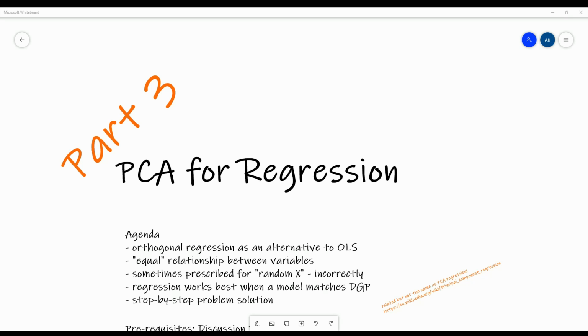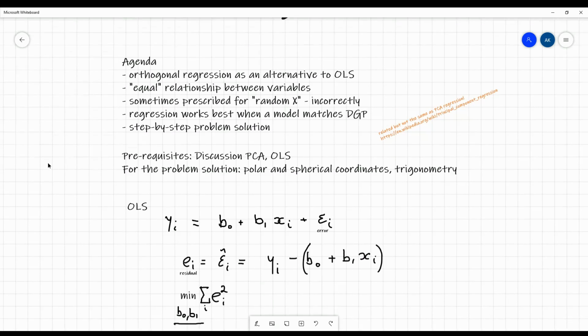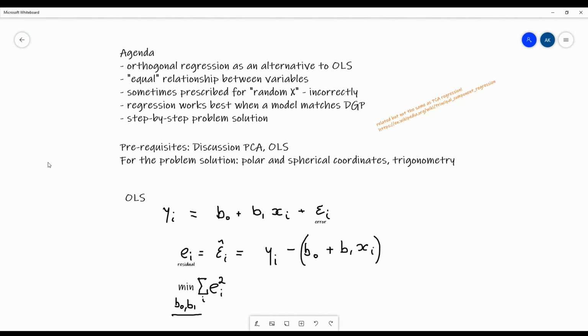This is part 3 of the module which I call PCA for regression, and in the first two parts we discussed what is this different kind of regression compared to OLS, and sometimes it's called type 2 regression in some fields, or orthogonal regression and so on. It has different names. But we figured that this regression uses principal component analysis and the first principal component to come up with a regression line, and the interpretation of this regression line is that it minimizes the distances from observations to the regression line.